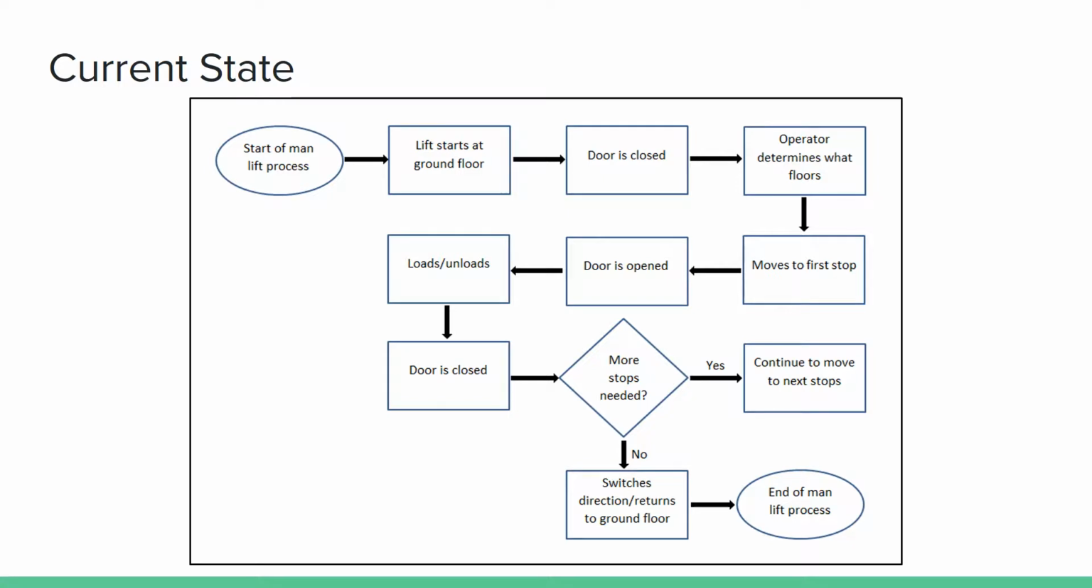At that point, the operator determines what floors are needed to stop at, and he will then move to the first floor, or the first stop. Then the door is opened and the passengers load and unload as needed. After that, the door is closed and the operator determines if more stops are needed. If more stops are needed, then this process is repeated with every additional passenger. And if more stops are not needed, then the operator will switch direction and return to the ground floor, which then ends the man lift process.